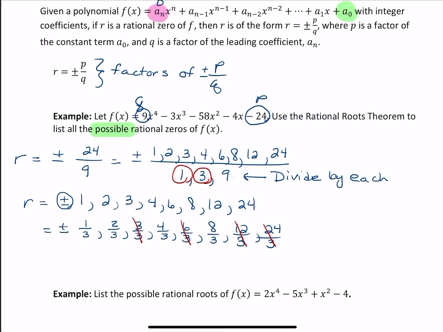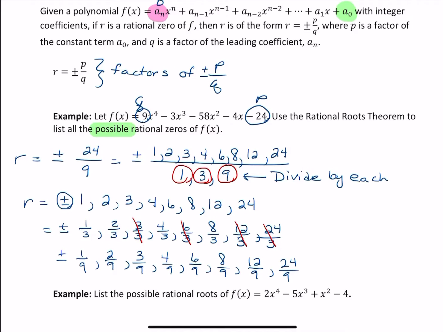Now we're ready to move over to 9. So we've also got plus or minus 1/9, 2/9, 3/9, 4/9, 6/9, 8/9, 12 ninths, and 24 ninths.